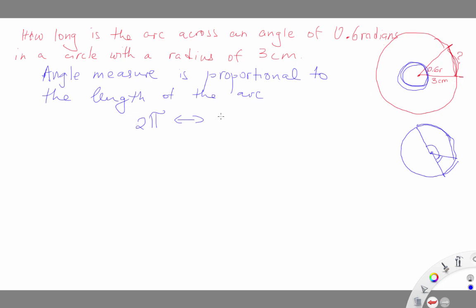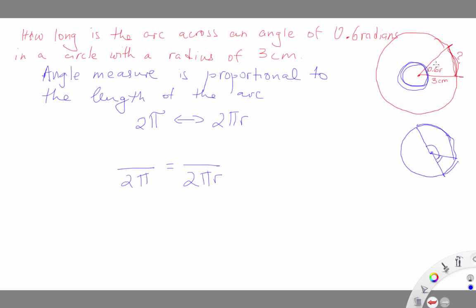And we know the circumference of the circle is equal to 2 pi times r, times the radius. So we're going to use this information to write the proportion. So 360 degrees, or 2 pi radians, correspond to 2 pi r centimeters, meters, whatever measuring unit we're using. So here's the proportion we're going to write. 2 pi is on the bottom, and it's equal to the entire arc, which is 2 pi r. The entire circle has an angle measure of 2 pi.